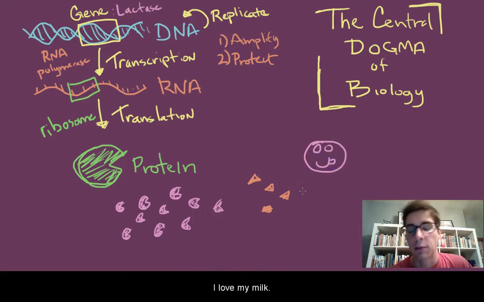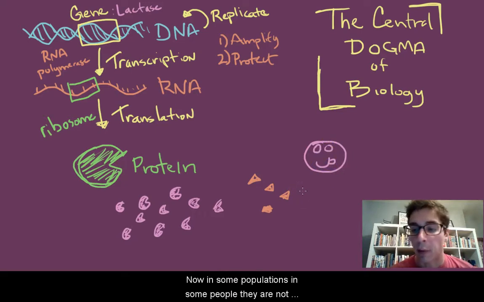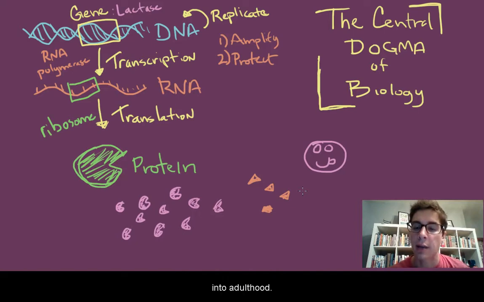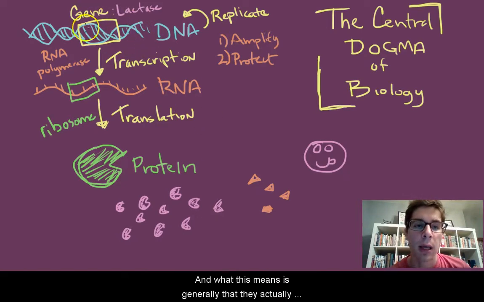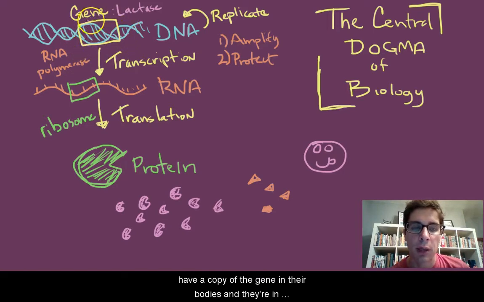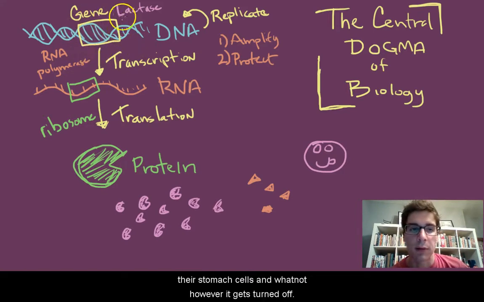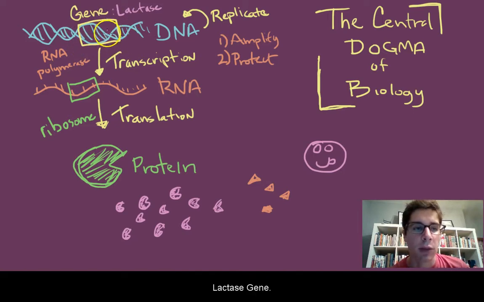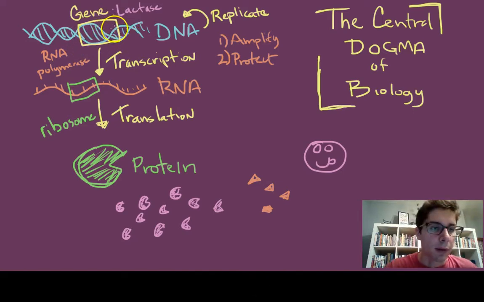I love my milk. Now, in some populations and in some people, they are not lactase persistent, meaning that they do not have lactase into adulthood. And we call them lactose intolerant. You probably have heard that before. And what this means is generally that they actually have a copy of the gene in their bodies, in their stomach cells and whatnot. However, it gets turned off. So this lactase gene is going to get turned off. Let's see, let's make that blue.